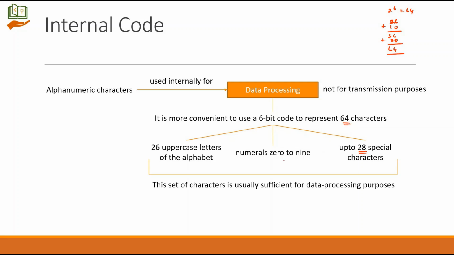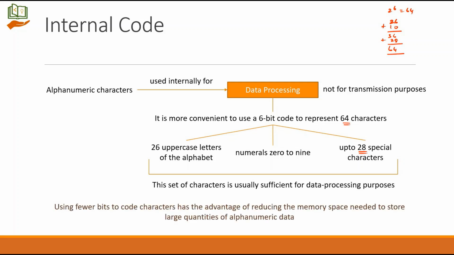This set of characters is usually sufficient for data processing purposes. That is why it is called an internal code. Why are they specifically saying this many characters are sufficient for this purpose? It is because using fewer bits to code characters has the advantage of reducing the memory space needed to store large quantities of alphanumeric data. Most computers translate the input code into an internal 6-bit code. So this is an internal representation strictly for data processing and not for transmission purposes.